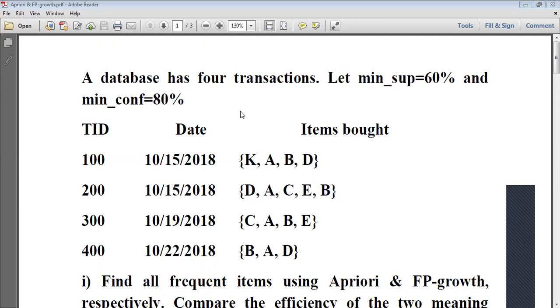In this video, I want to discuss a problem: how to solve the four transactions problem using the Apriori and FP-growth algorithms. First, we have to represent four transactions with a minimum support of 60% and a minimum confidence of 80%. So here we have the four transactions.